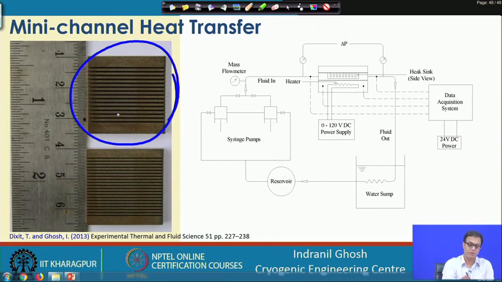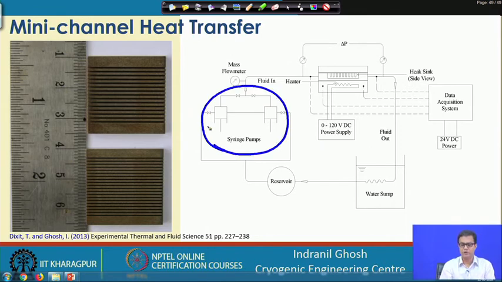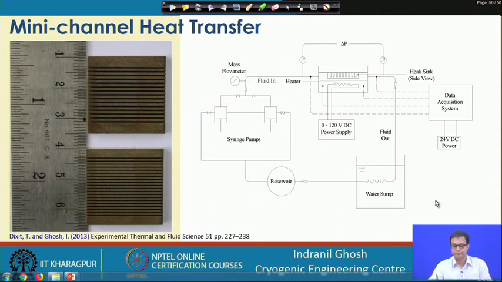This is about a 0.25 mm channel, and here we do a different type of test where we simulate the flow using a syringe pump, which allows the water to flow through these small channels, and we measure the pressure drop across this channel. Then we also put a known amount of heat through the power supply, estimate the heat transfer, and accordingly calculate the heat transfer and the pressure drop for these channels.